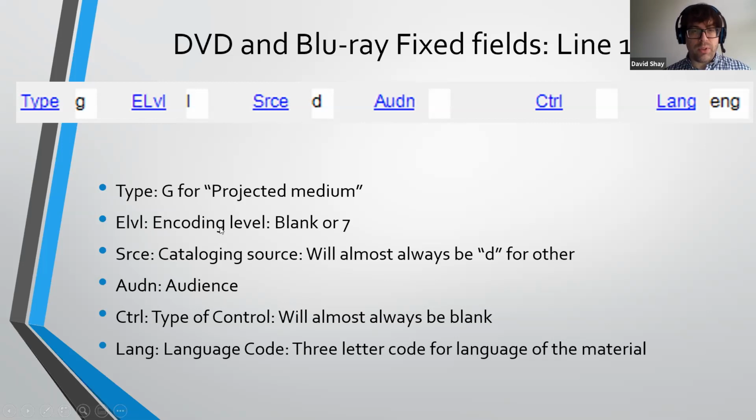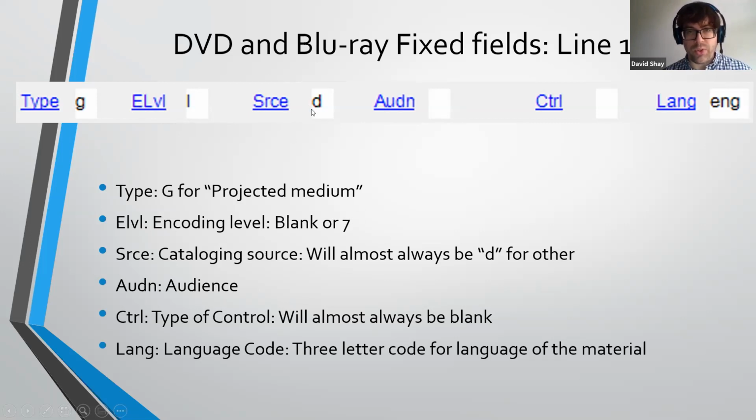ELVL, encoding level, is going to be blank or 7. I still got an I in there, and I should fix that before I send it back out to you guys. Previously it had been capital I for OCLC folks, but OCLC and Library of Congress have been moving towards using the Library of Congress approved encoding levels: blank for full level encoding, 7 for not full level encoding.